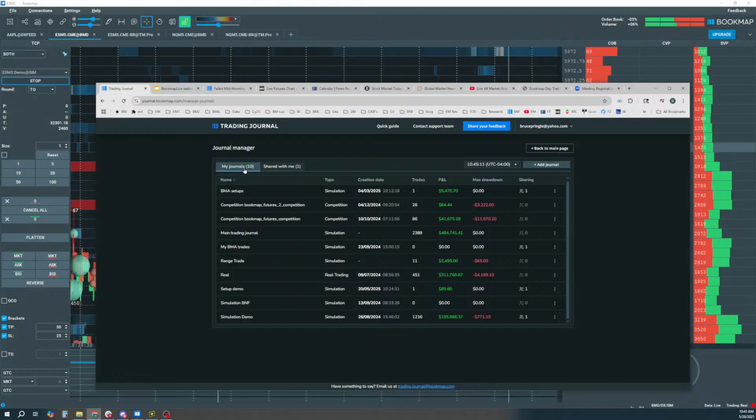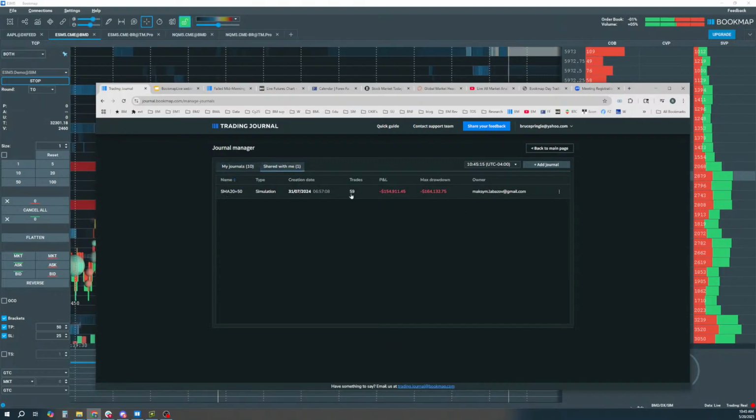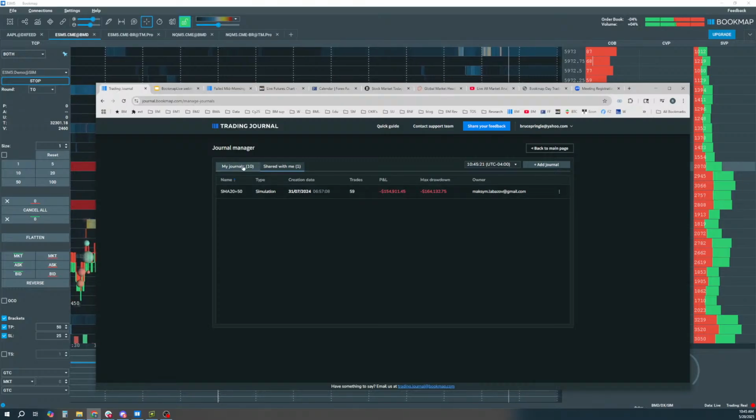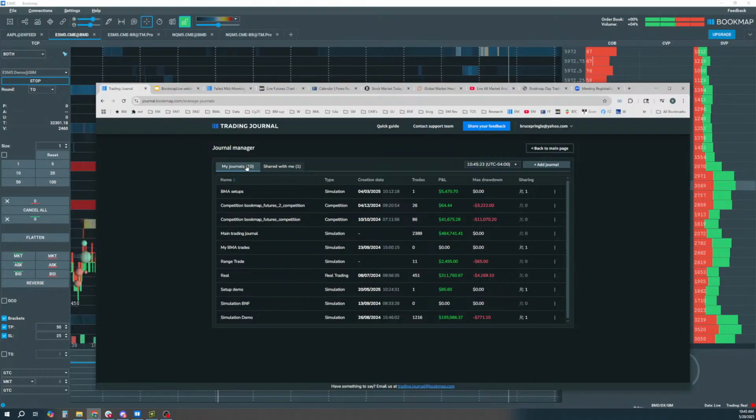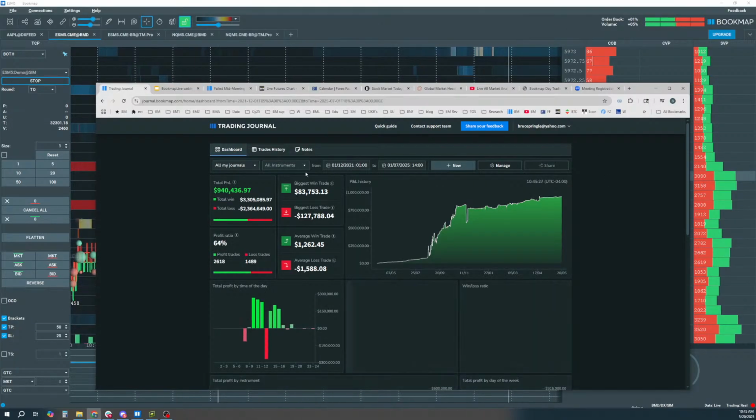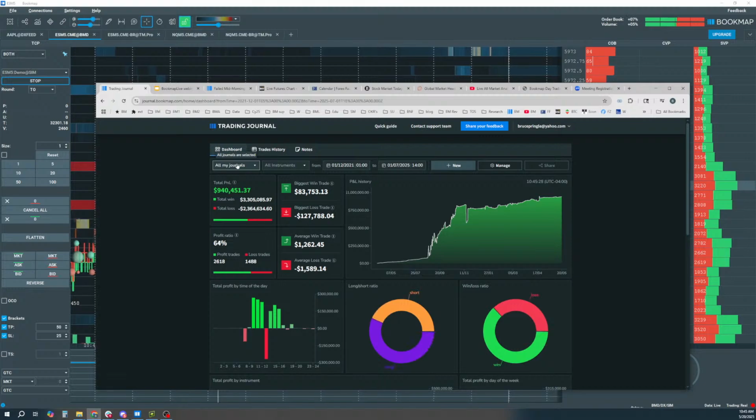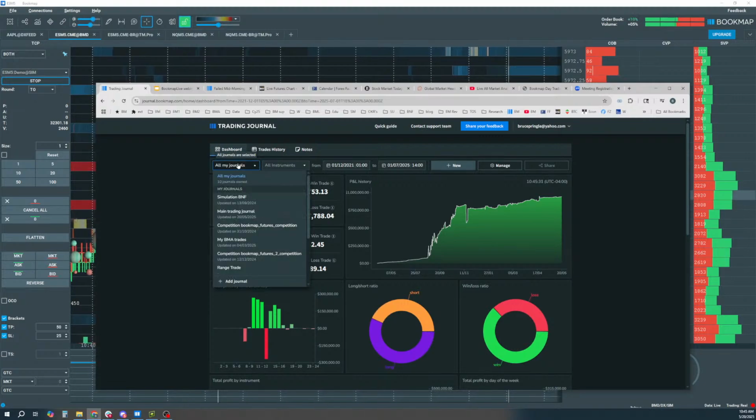You'll see these are my journals here in the journal manager, and then also the one shared with me. I think this one was from Maxime, one of our developers here. Okay, so we'll go back to the main page right here. Now we're back at our main page and that journal's gone. Does that answer your question, Alois? So you have to go through the manage button here and then you can delete.